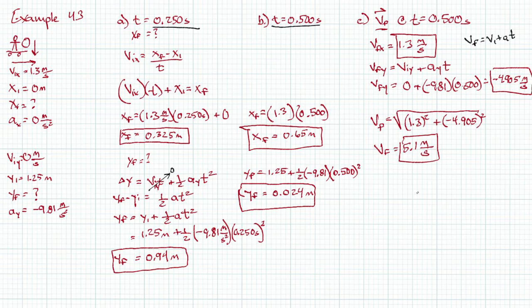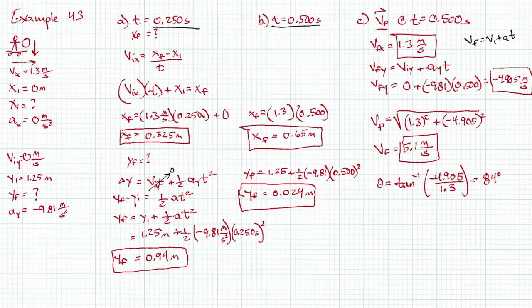It's at an angle. And by the way, what angle is it? What's the direction? We can do that because theta equals the inverse tangent of the y over the x. That's negative 4.905 over the x, 1.3. Inverse tangent of that, what do we get? That's 84 degrees. All right, so at 1/2 second, the ball is falling at 84 degrees to the horizontal.